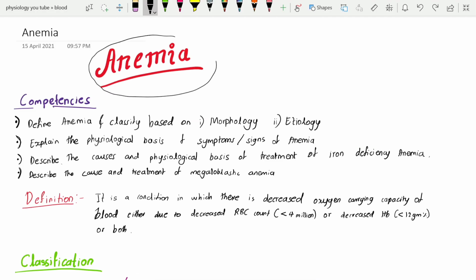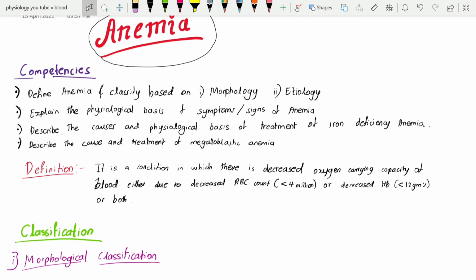Going to study about anemia. Most of the time you have heard this word definitely in your life once. So the competencies for today's class are: define anemia and classify it based on morphology and etiology, explain the physiological basis of the symptoms or signs of anemia, and describe the causes and physiological basis of the treatment of iron deficiency anemia as well as megaloblastic anemia.